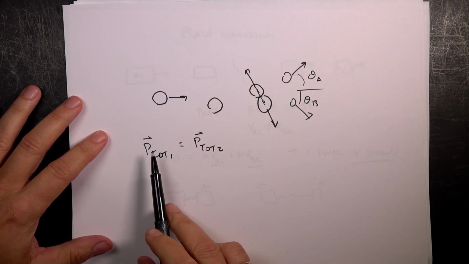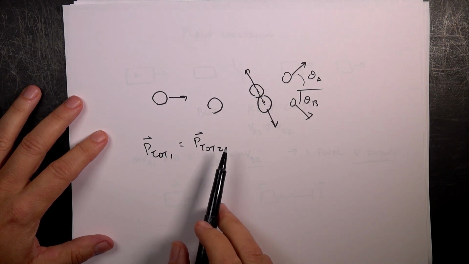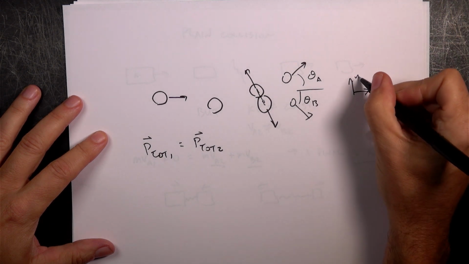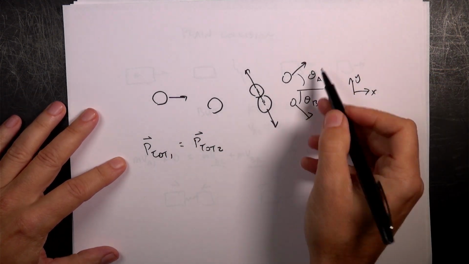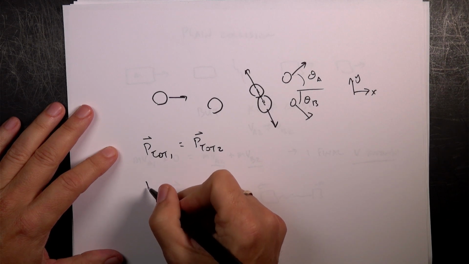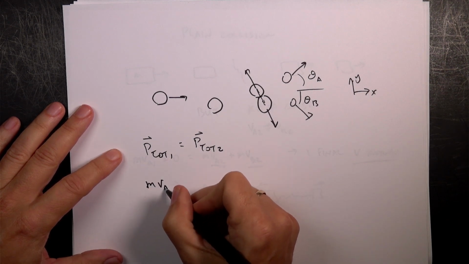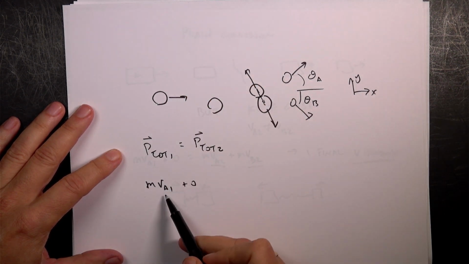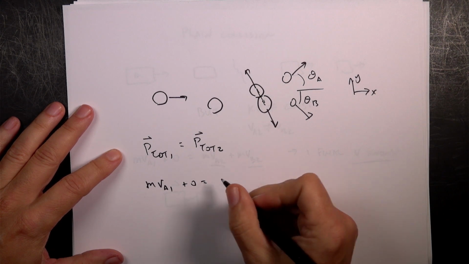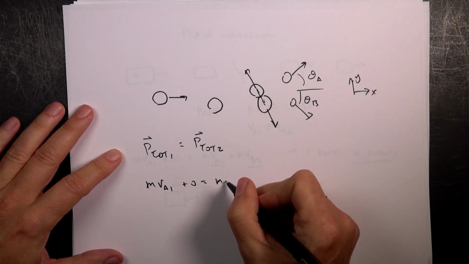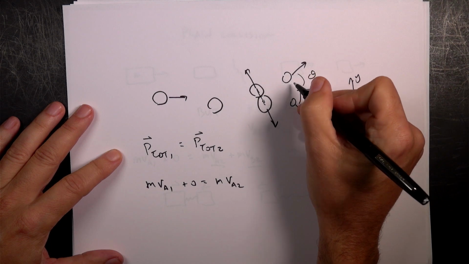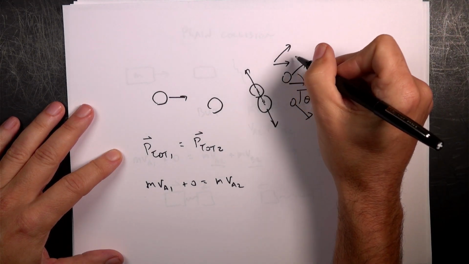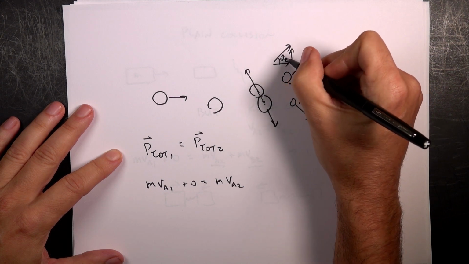But that's a vector equation. And so when I deal with vectors, one thing that we can do is break this into an x and y direction. So let's call that x, y. So here I will say, if I have it just like this, m v_A1 plus 0. Because if this is moving in the x direction, then it has only an x component. After the collision, I have m v_A2, but I want just the x component of the velocity. So here's my velocity. That's my x component. That's my y. That's my angle theta A.